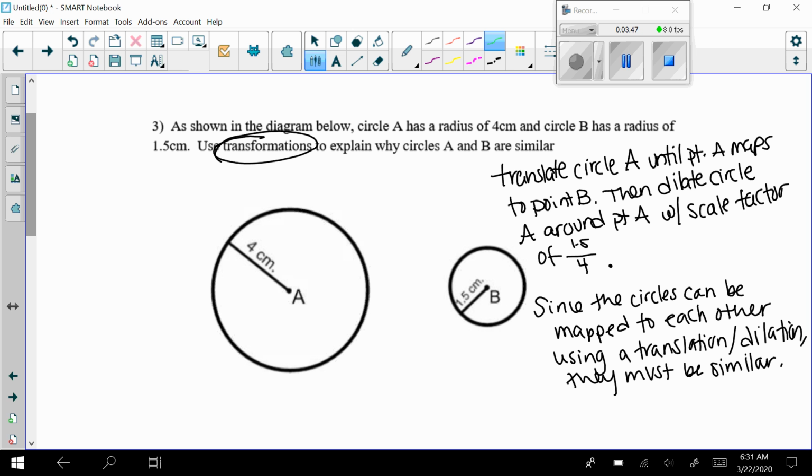So I'm going to translate circle A first of all so the centers map onto each other. And I'm telling you exactly until this point maps to this point. And then I'm dilating the circle. Notice I gave the center of dilation. And the other thing that I gave is the scale factor, 0.35, because I'm going to shrink circle A. You obviously could have translated B and then done the scale factor the other way too, made it grow instead of shrink. So you need to make sure you include those 2 pieces of information. And so they're similar to each other since they can be mapped onto each other with the translation and dilation.